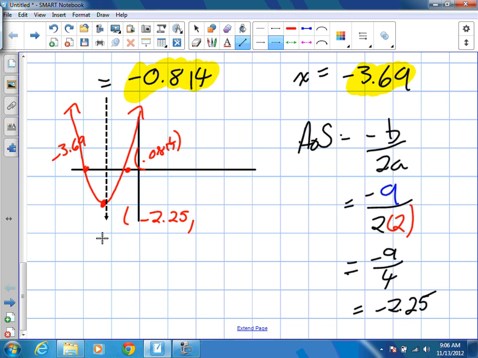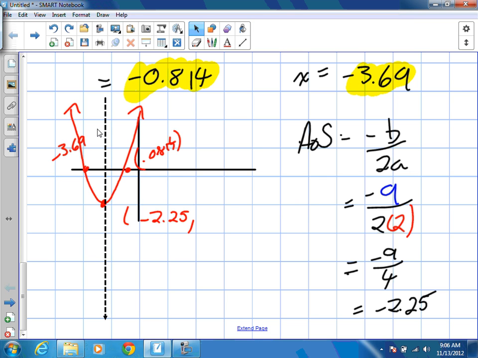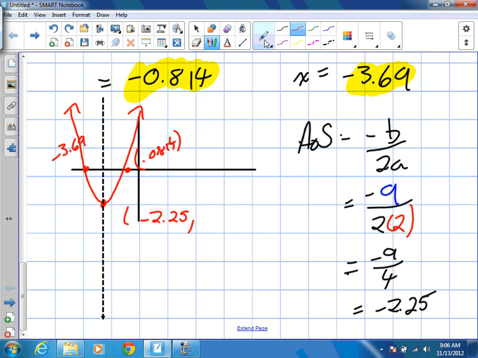And finally, how would I find the y value of my vertex? No one knows how to find the y value of the vertex? No wonder that quiz didn't go well. You take this value. You need to plug it back in to the original equation.